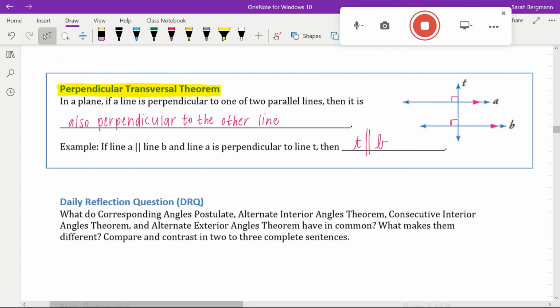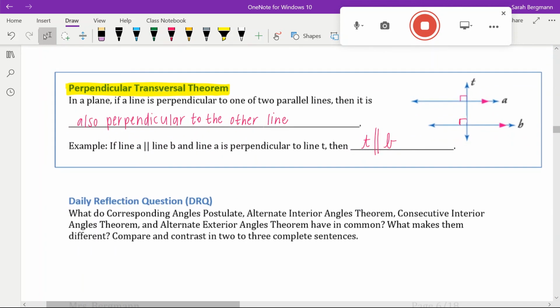Finally, I'd like you to reflect on this question. What do the corresponding angles postulate, alternate interior angles theorem, consecutive interior angles theorem, and alternate exterior angles theorem have in common? What makes them different? Compare and contrast them in 2 to 3 complete sentences.